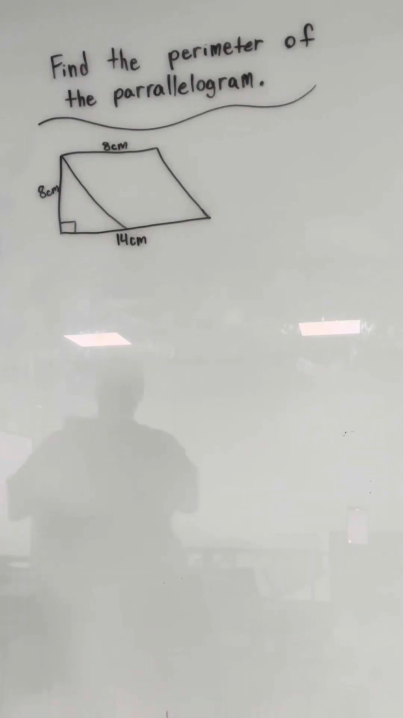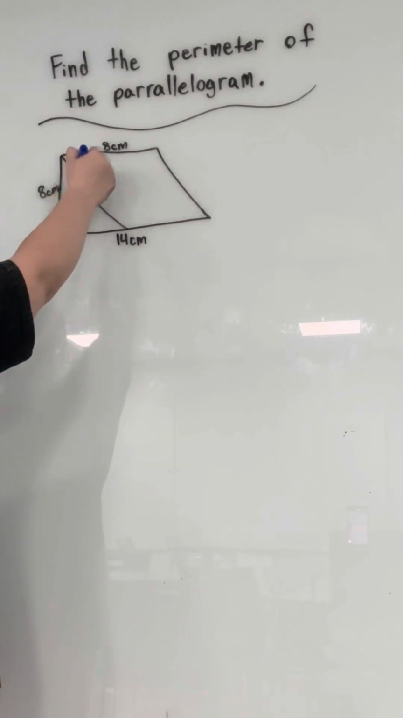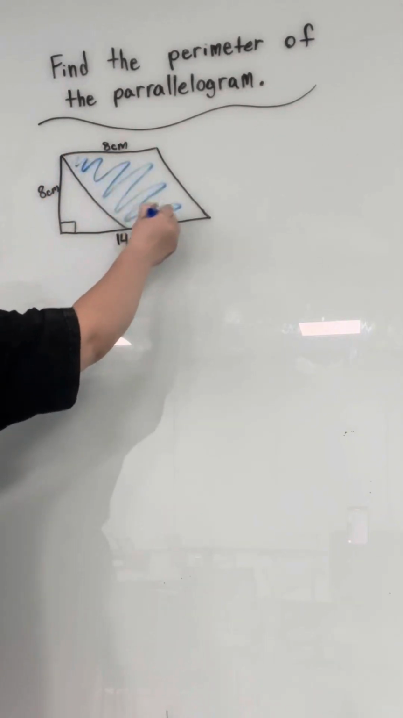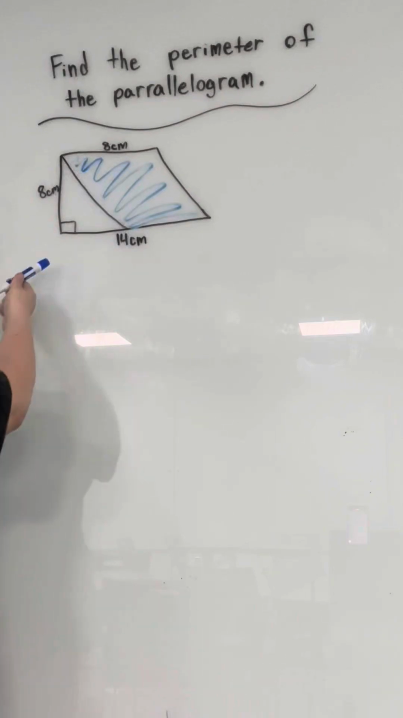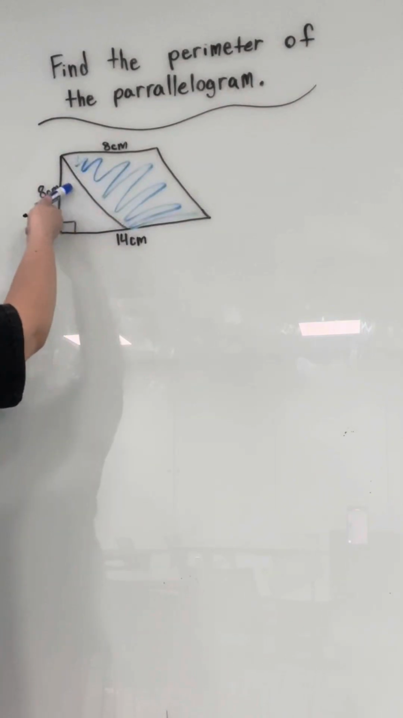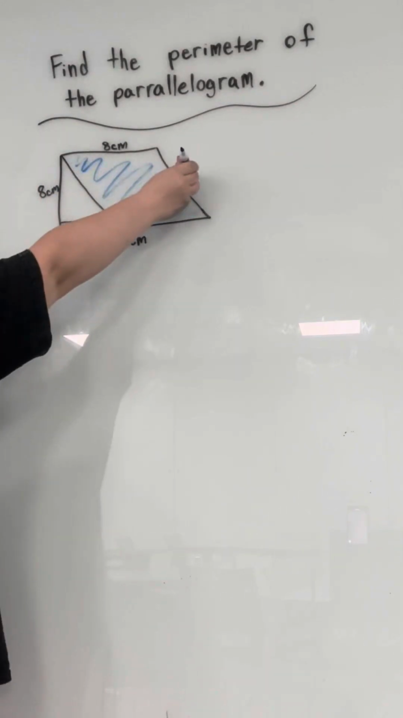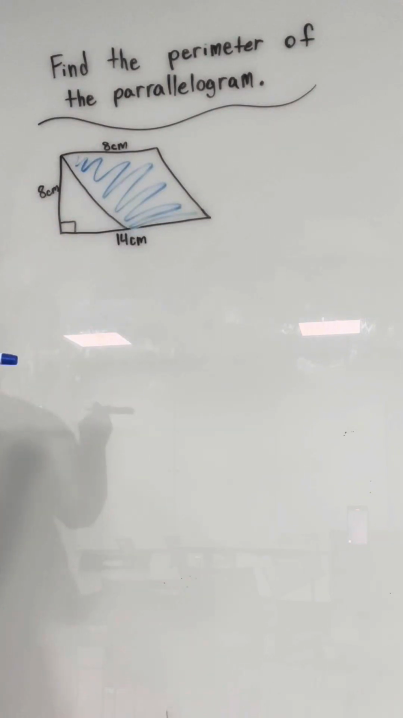So for this example, we want to find the perimeter of the parallelogram. So this would be our parallelogram, this shape right here. But we don't have the hypotenuse of this triangle, so we don't have the sides of our parallelogram. So we won't be able to add up the perimeter here.